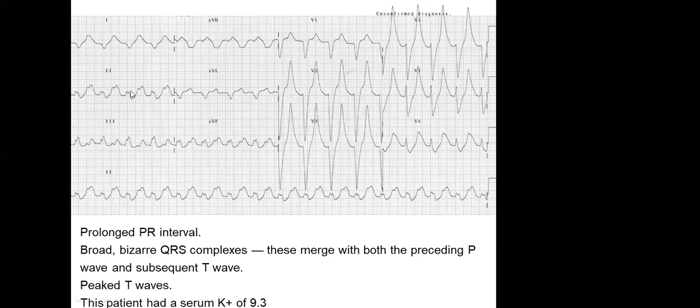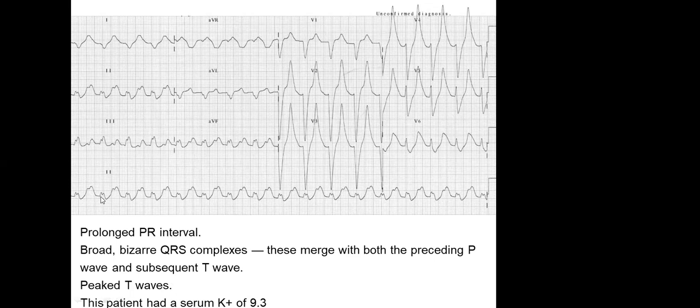This entire complex is actually merged with the preceding P wave. So the QRS complex is merged with the P wave, and subsequent T wave merging is also being seen, with a peak of the T wave. If you see, the patient had a potassium of 9.3 in this child, and on long lead 2 we can notice that there is a sine wave pattern.